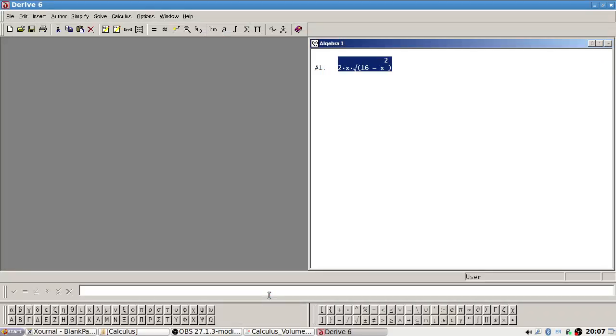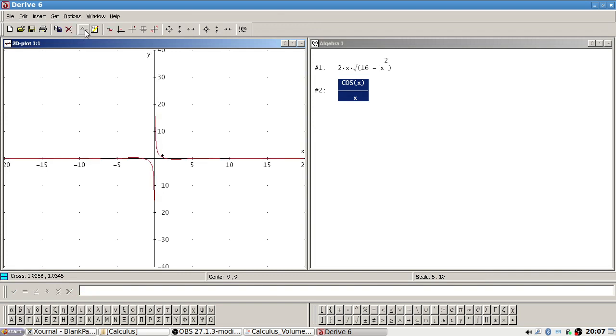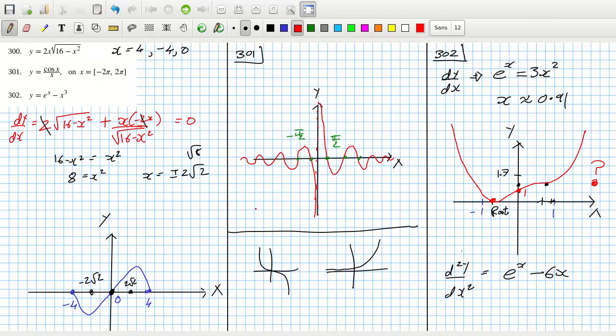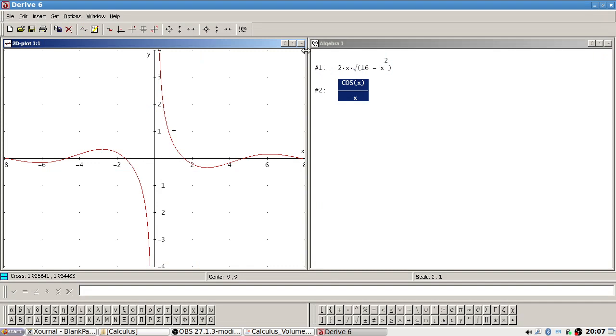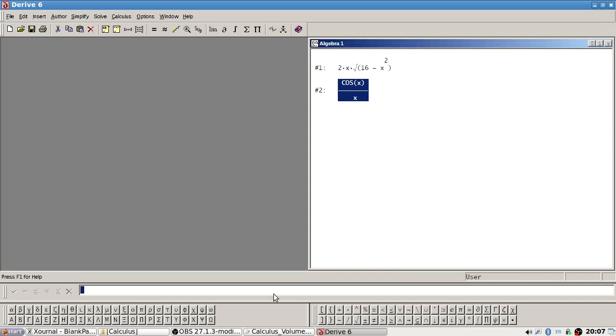cos x over x. Yeah, there we go. Yep, okay, that matches up. But this last one now, I'm having trouble with. Let's have a look. Let's try.